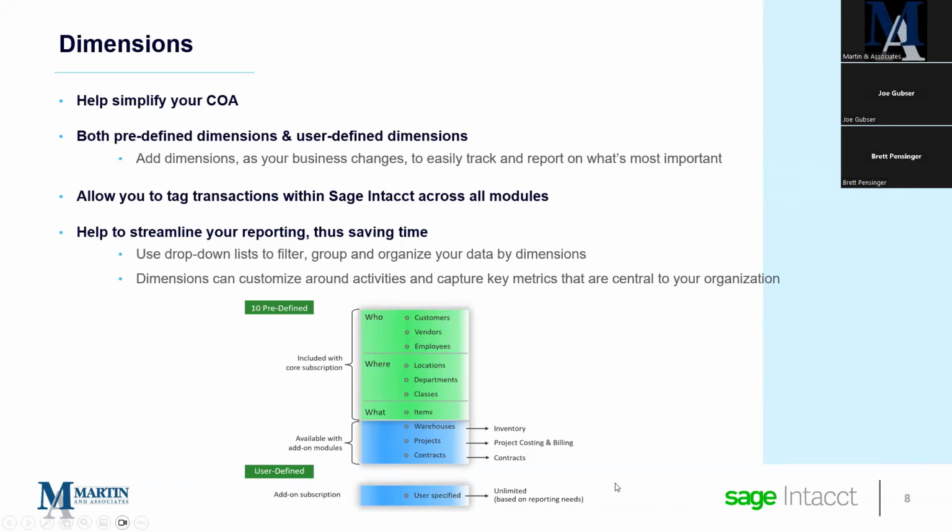If you add the inventory module, that enables the warehouse dimension. If you add the project costing and billing module, that enables projects. You could also do basic project tracking if you don't want to go full bore project costing and billing, but you just want a project available that you can post to and track billings and expenses to. You can get that, but that also makes project become available, and contracts if you have the contracts one. So the ones in green here, these 7 come with the core Intacct. These 3 come with these individual modules right here.